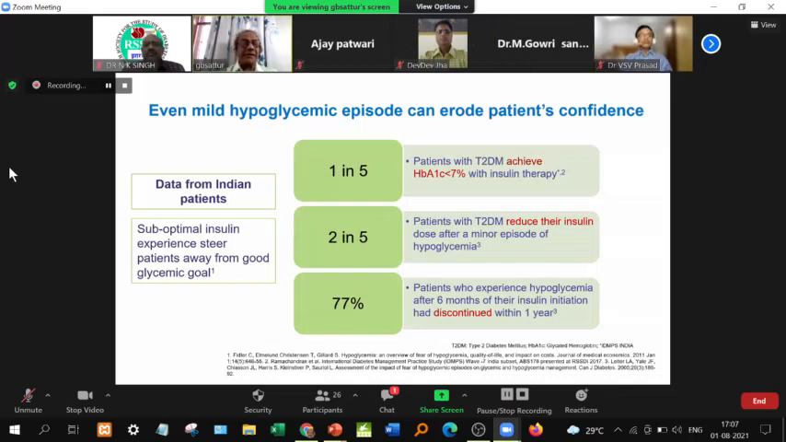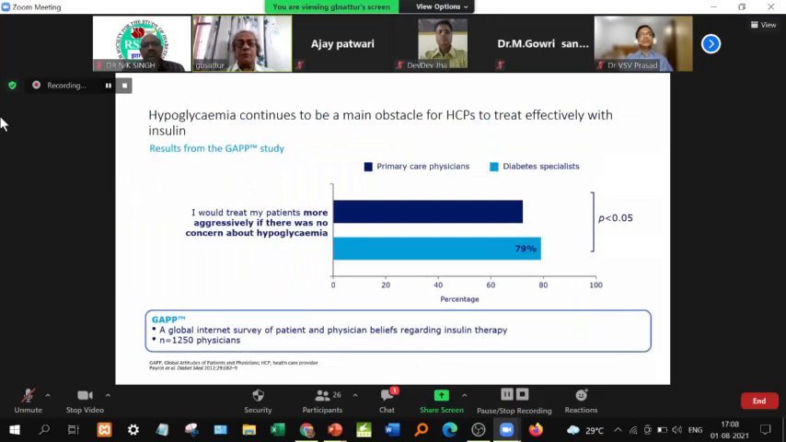This is again data taken from one of the recent Indian trials. You see that here, 2 in 5 patients reduce the dose on their own. They don't need us. 77% of the patients in India who experience hypoglycemia after 6 months of their insulin initiation discontinued within 1 year. I think this is a very important take home point.